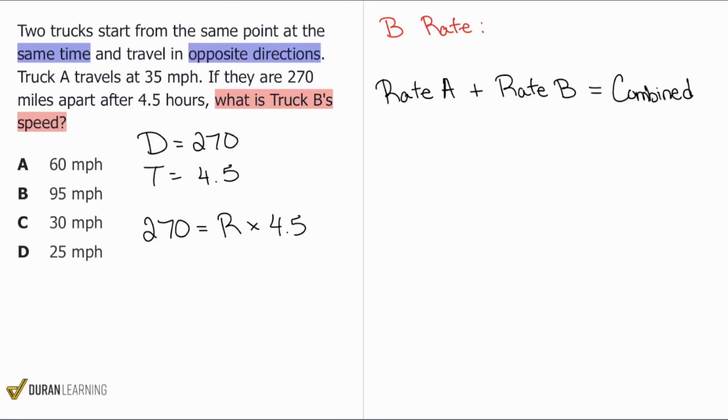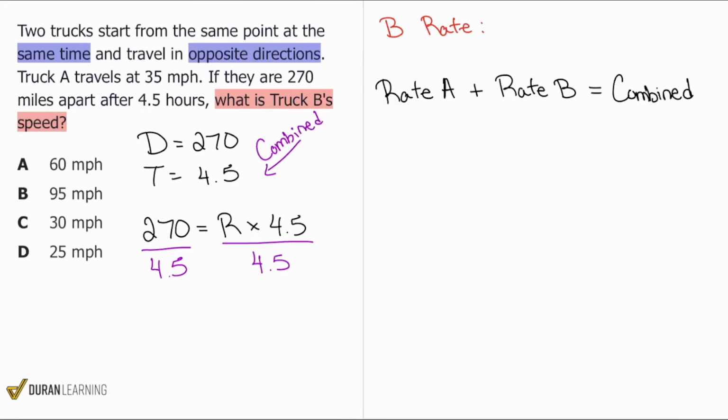So remember, everybody, we're talking about the combined metrics. They get a total distance together of 270, and they're traveling together for 4.5 hours. So when we divide by 4.5 on both sides, now we're in a position to go ahead and get the combined rate. Why is that important? Look no further than right over here, everybody. Because guess what? We have truck A's rate right over here. Once we figure this out, we'll have the combined rate.